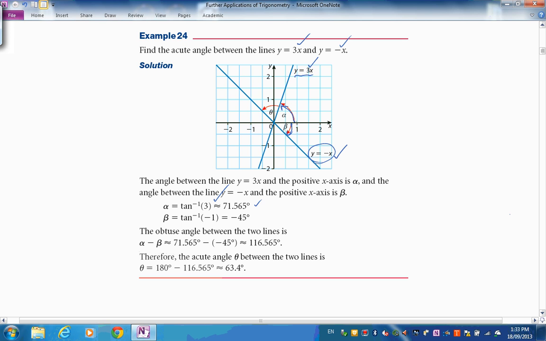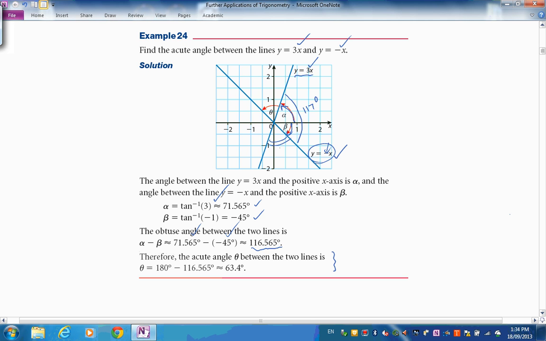Let's do the same thing with the angle y equals negative x makes with the positive direction. That's that angle there. And that's tan⁻¹ of its slope, which is negative 1. So that's negative 45 degrees. Okay, so the difference between them is one angle alpha take beta, which effectively adds up to 117 degrees. Okay, but what we usually give is the acute angle. So here, that is the big angle there, approximately 117 degrees to the nearest degree, or to three significant figures, and the other one is 63 degrees.